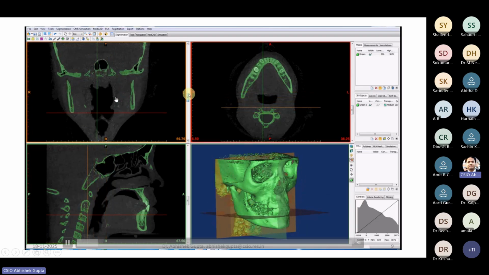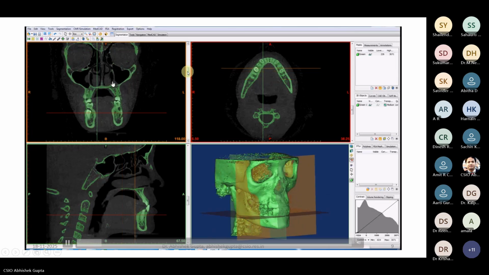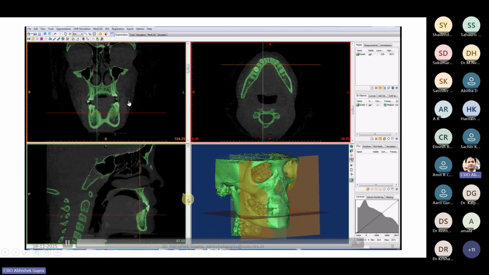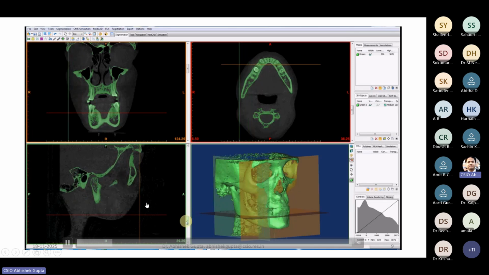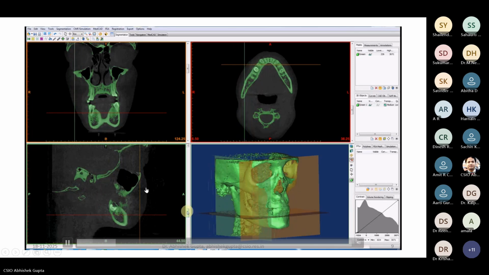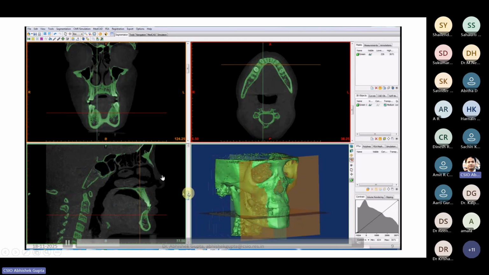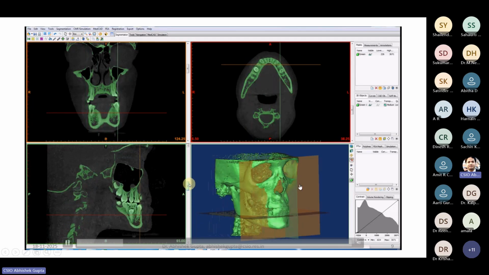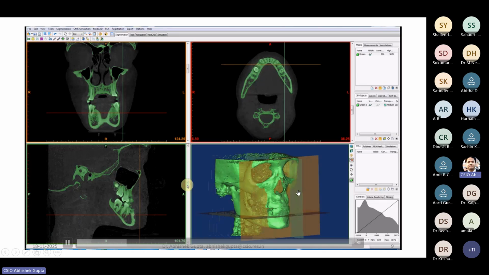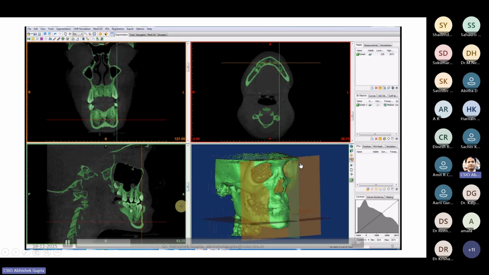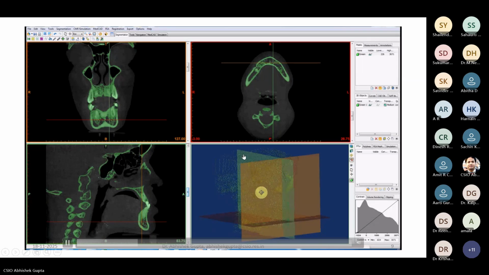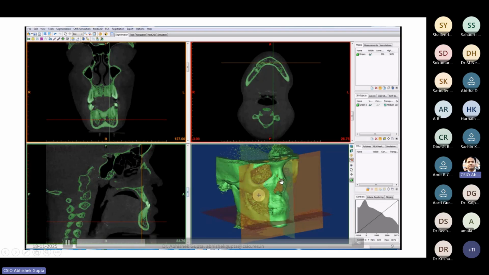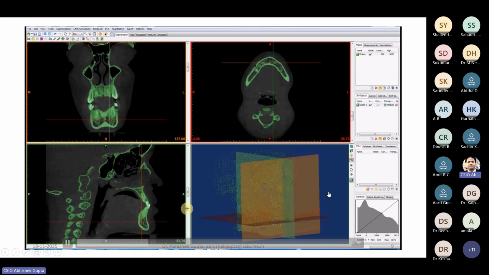Similarly here, that is a frontal view, or coronal view, and this is a sagittal view, side view. We can scroll every type of slice from here, and correspondingly we can correlate with the 3D volumetric view. This is a snapshot of Mimics software, which can be used for the analysis of 3D volumetric images. You can even rotate this 3D volumetric view.